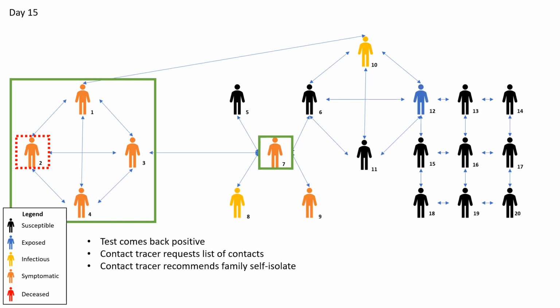On day 15, the test for patient 7 comes back positive. The contact tracer requests a list of contacts and recommends that the family self-isolate, which they hopefully were already doing. And so we can still prevent infection from spreading through this community through the use of contact tracing.